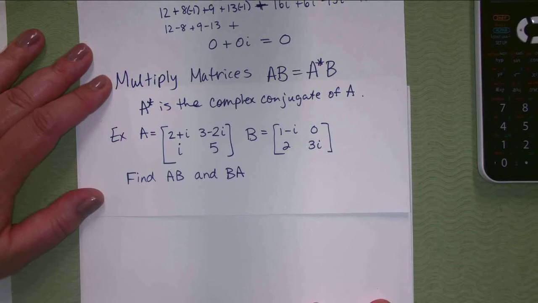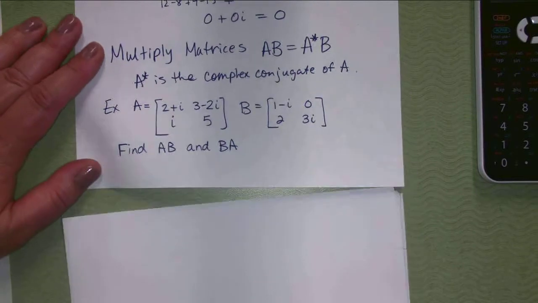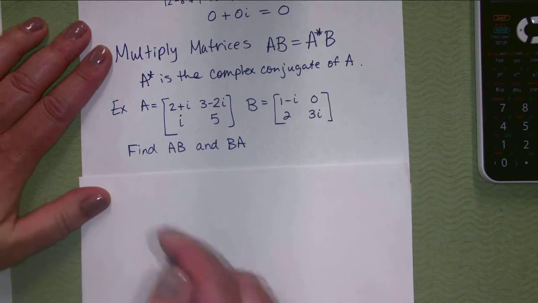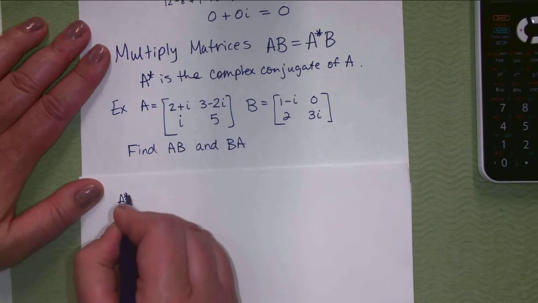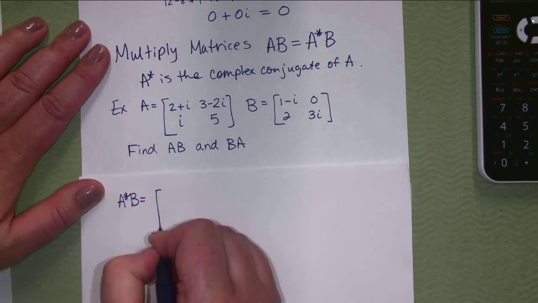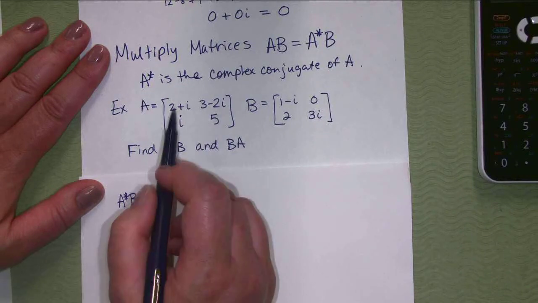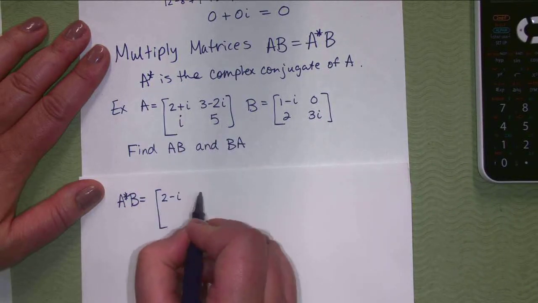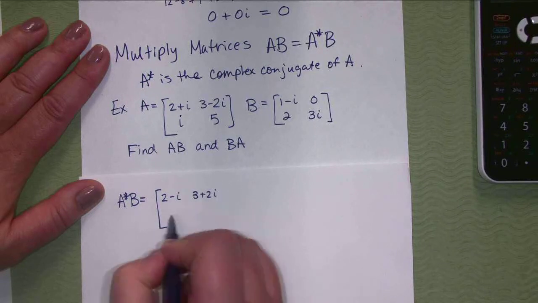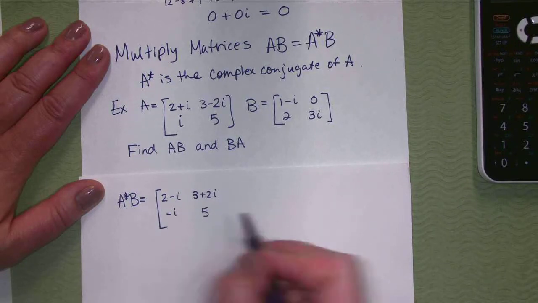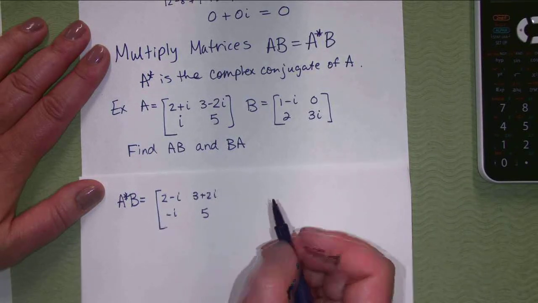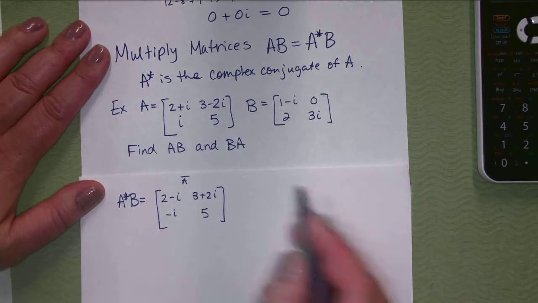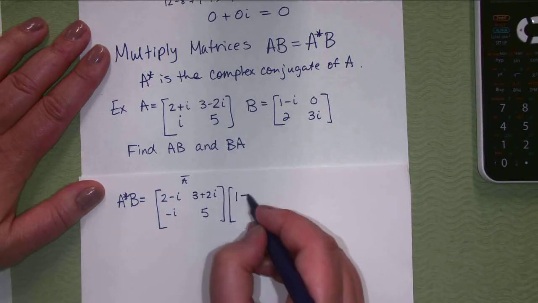Okay, so if we were asked to find AB and BA, to do A times B, we do A star times B. So A star is changing all the complex numbers to its conjugate. So it would be 2 minus i, 3 plus 2i, minus i, and 5 stays a 5. There's no imaginary number in there. So this is the conjugate of A. And then we want to multiply that by B, and you don't change B.